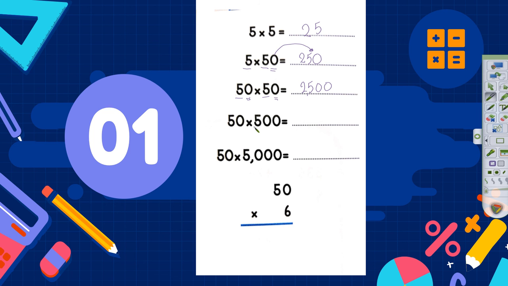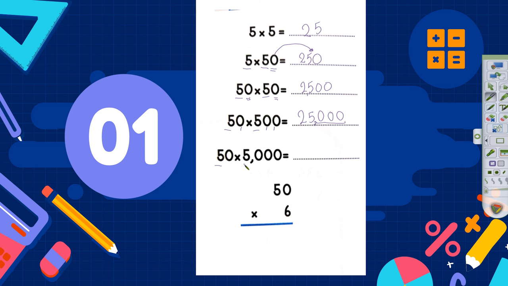Now 500 multiplied by 50. Again, you skip these zeros and you multiply the basic fact. 5 times 5 equals 25. Now you count the number of zeros. We have here 3 zeros. 1, 2, 3. And every 3 digits we put a comma. Why do we put the comma? To make it easier to read the number. 25,000.